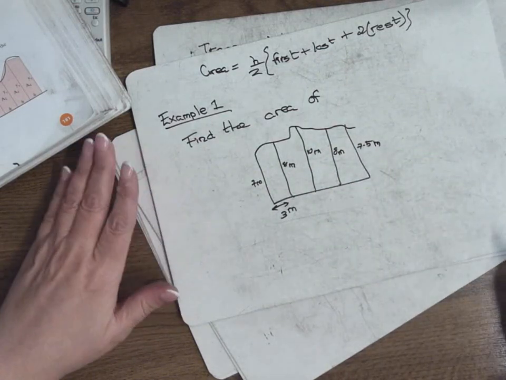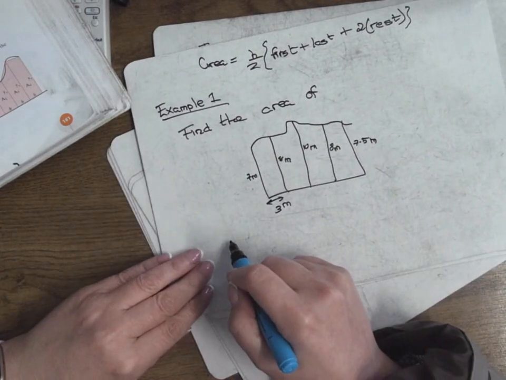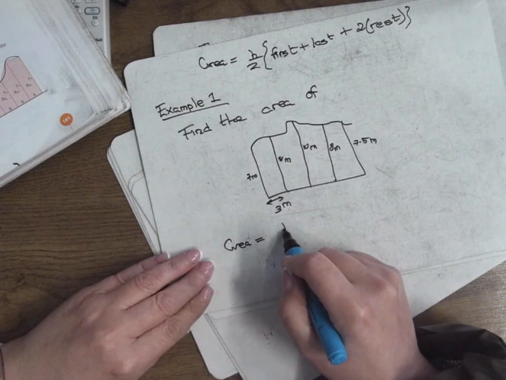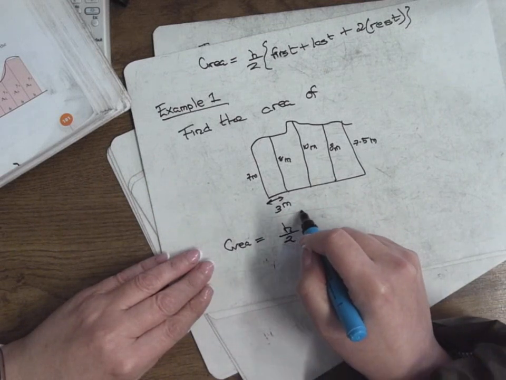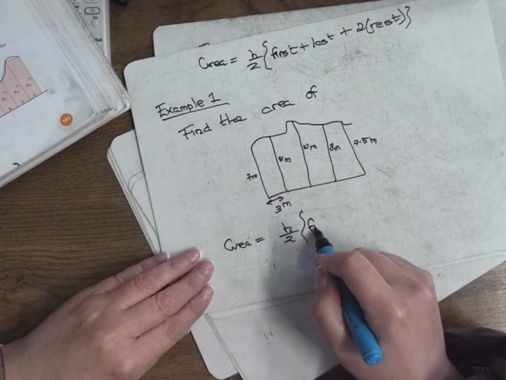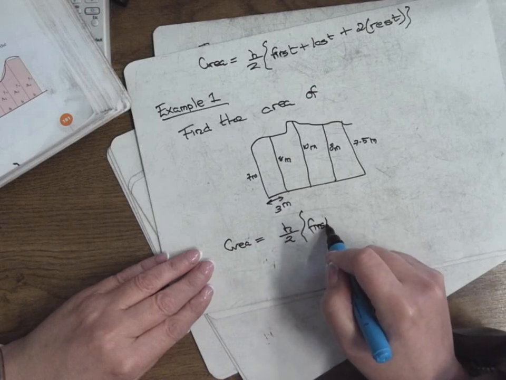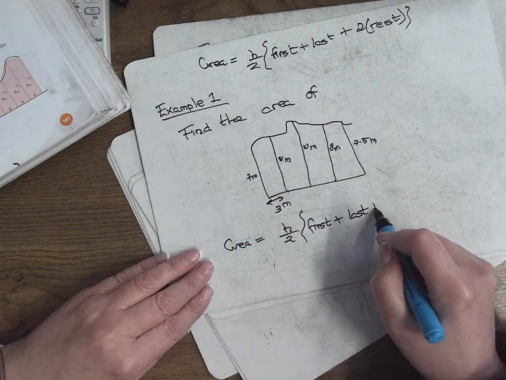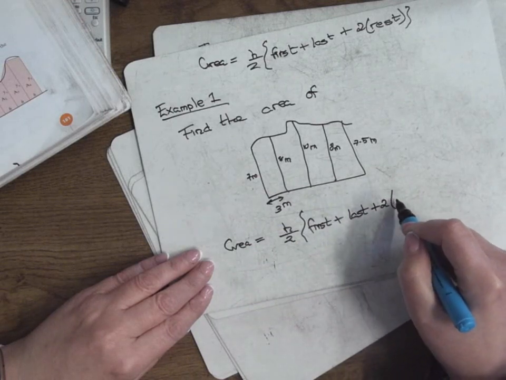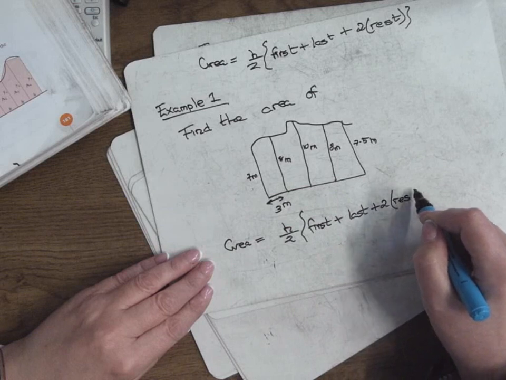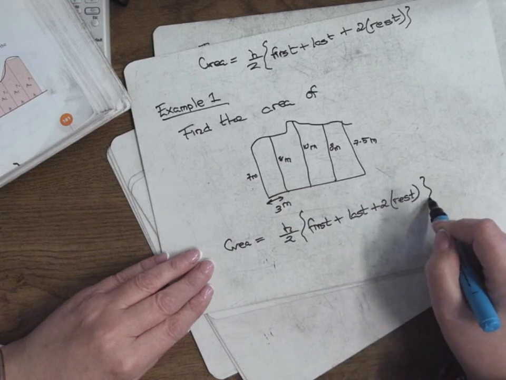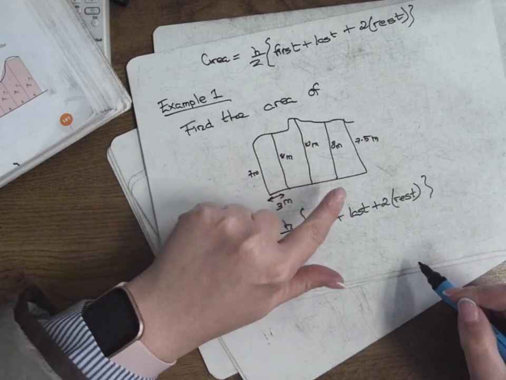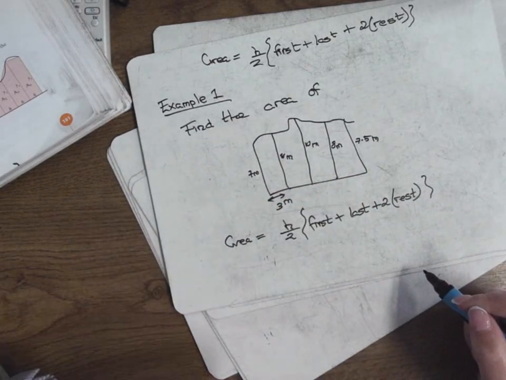So the formula is the area of that shape is h over 2 times the first plus the last plus twice the rest. h is the measure of these distances. Remember, these are all the same. That's the rule, they have to be all the same.